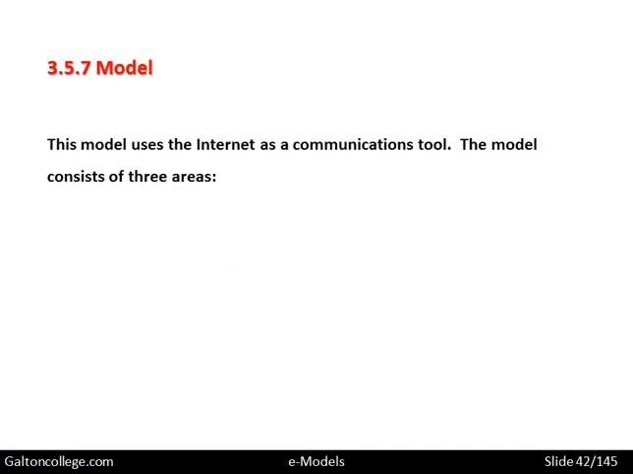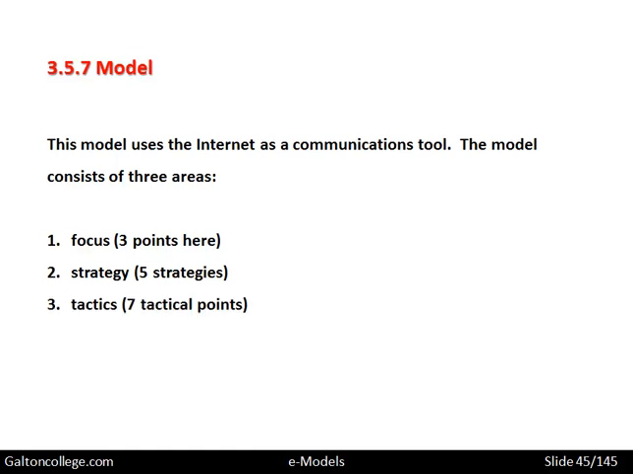Now let's move to what's known as the 357 model. This model uses the internet as a communications tool. The model consists of three areas. First, focus. There are 3 points here. The focus of the model. Secondly, the strategy. There are 5 points. And thirdly, the tactics. There are 7 points. Let's look at each of these and just go through it quite quickly.